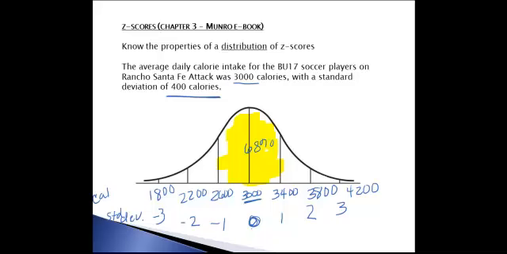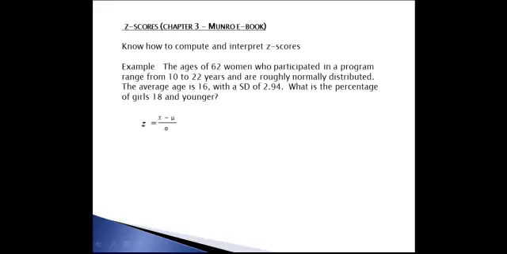Okay. All right, now we are going to take a look at how to compute and interpret z-scores a bit further. So on this, we have an example. The ages of 62 women who participated in a program range from 10 to 22 years and are roughly normally distributed. The average age is 16 with a standard deviation of 2.94. What is the percentage of girls 18 and younger?